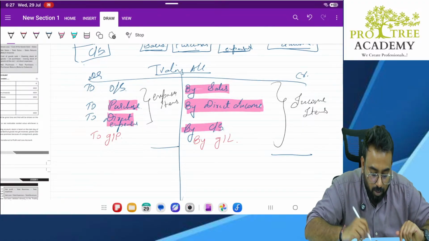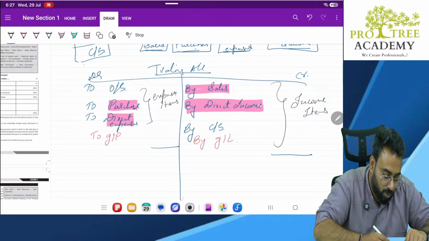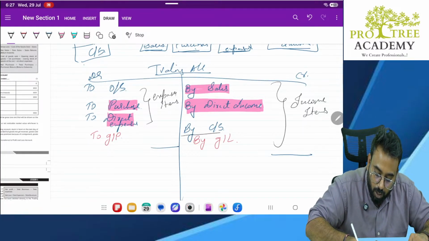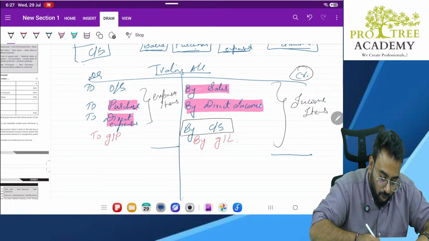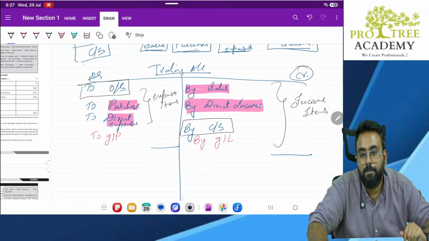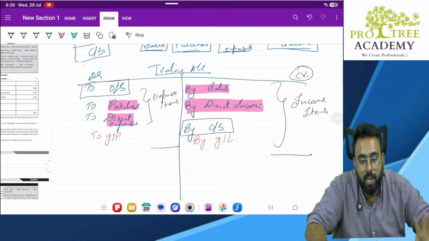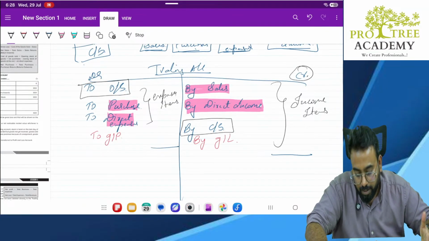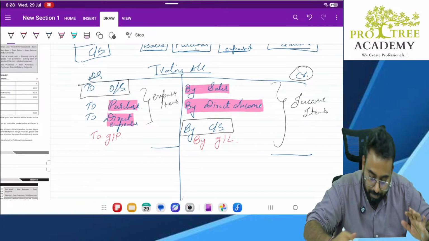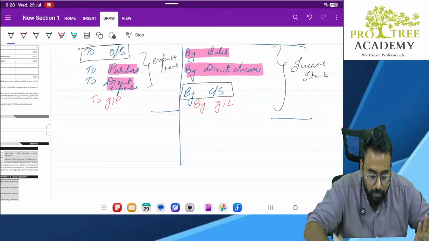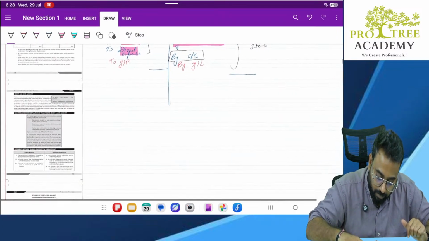Sir, you left closing stock, sir. Don't worry, I will come to that also. Closing stock will always be shown on the credit side. Opening stock will always be shown on the debit side. Sir, should we learn it by heart? No, wait. I will help you understand the logic as to why closing stock will be shown here and opening stock will be shown here. Okay, now you understood the general overview of this, right? Now I will break it down for you.